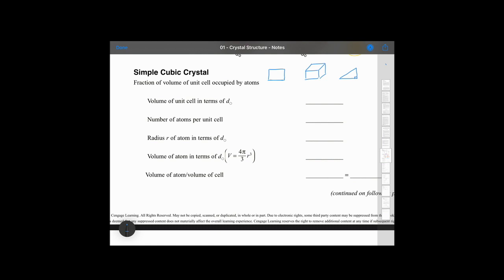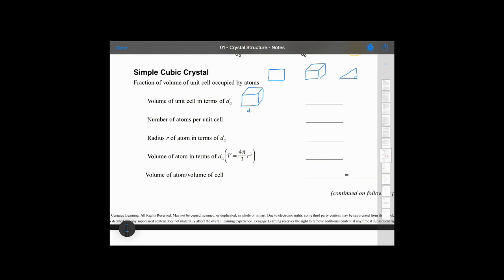So this one for a simple cubic, remember there's no essentially free space, a little bit, but the atoms are packed as close together as possible. We know that the unit cell is a cube with those 8 atoms that we sort of located here. And what we've got is the volume of the unit cell in terms of D0.